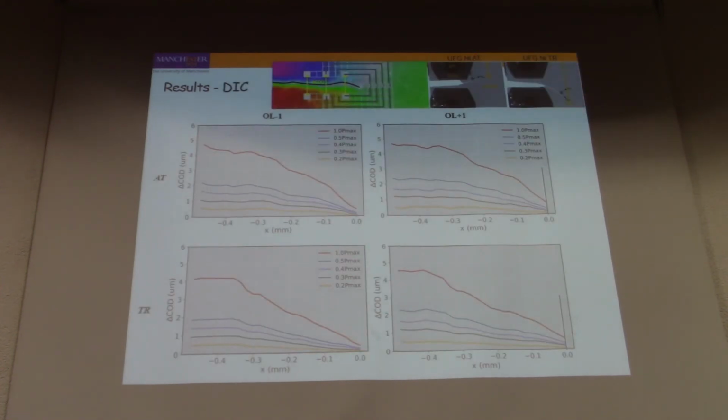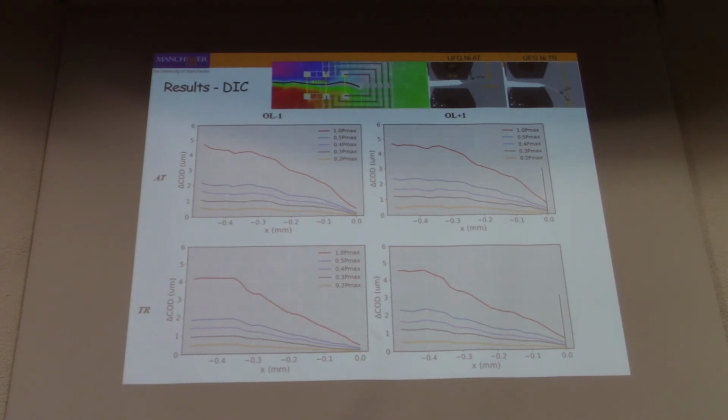We also did DIC. These are the DIC results. From the DIC displacement field, we can get a lot of information, for example, the crack opening displacement, the J integral, and the K. This is the crack opening displacement as a function of the distance from the crack tip. 0 is the crack tip.